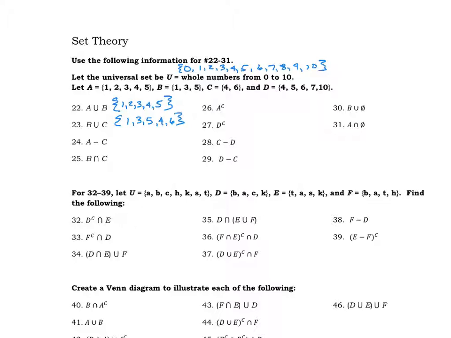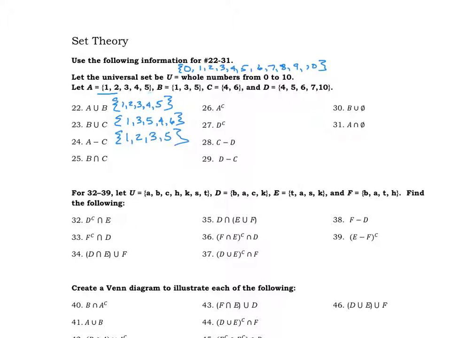All right, A minus C. So I'm going to start with set A, 1, 2, 3, 4, 5 here. And I'm going to take away anything that was found in C. So 4 is found in C and set A, so I'm taking that away. 6 is not found in set A, so I ignore that one. So what's left over in set A? 1, 2, 3, and 5.